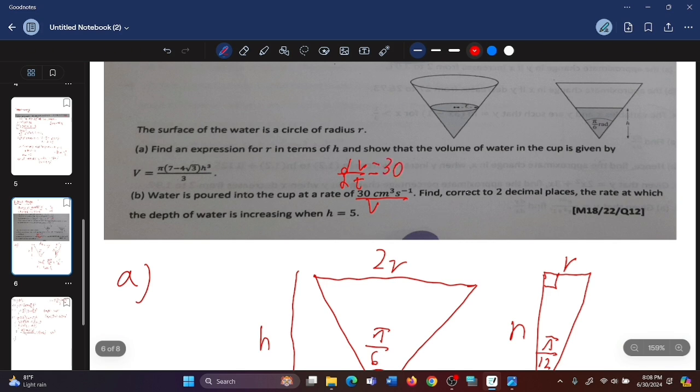Now find, correct to two decimal places, the rate at which the depth of the water is increasing when h is equal to 5. Okay, so first, what do we need to do? We need to find dV by dh. That is, we just need to differentiate V with respect to h. Let's do it.